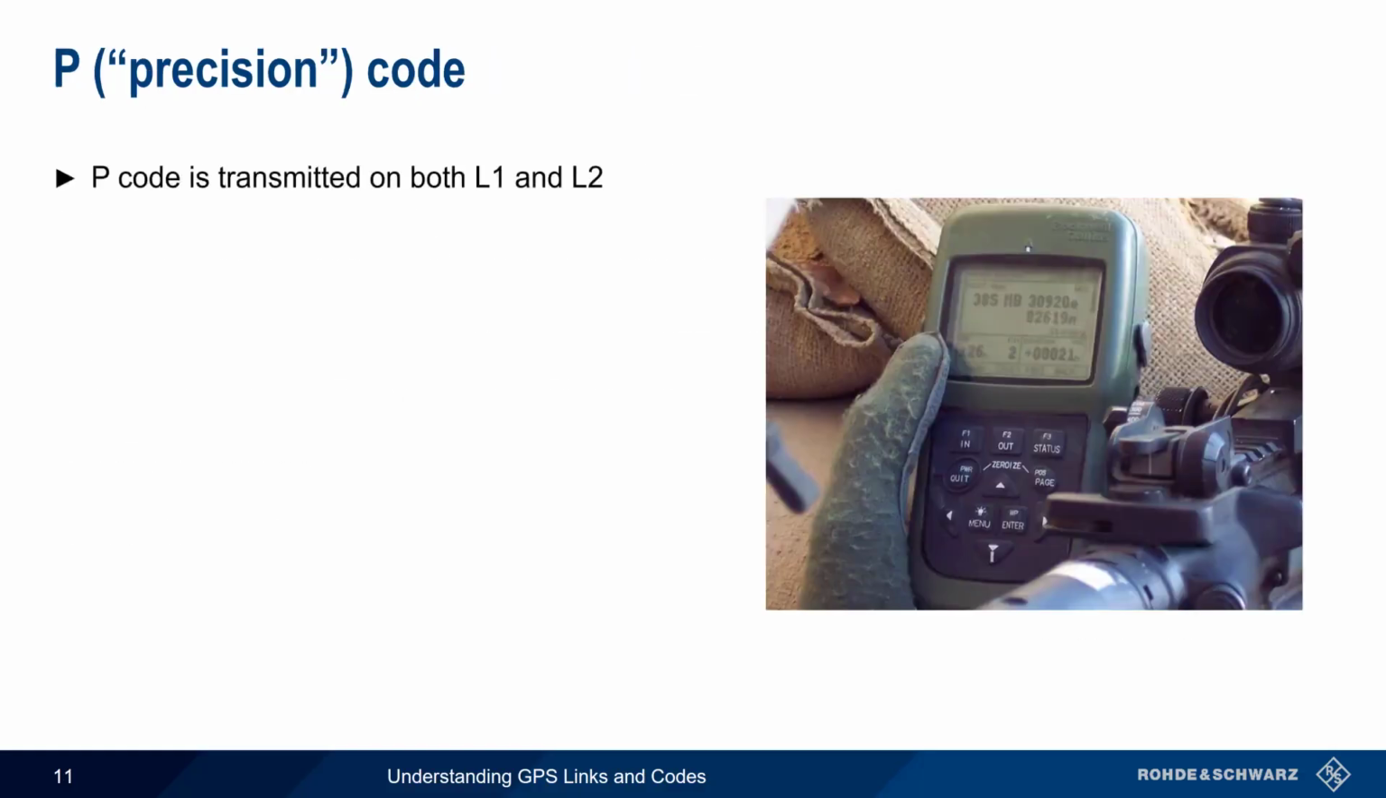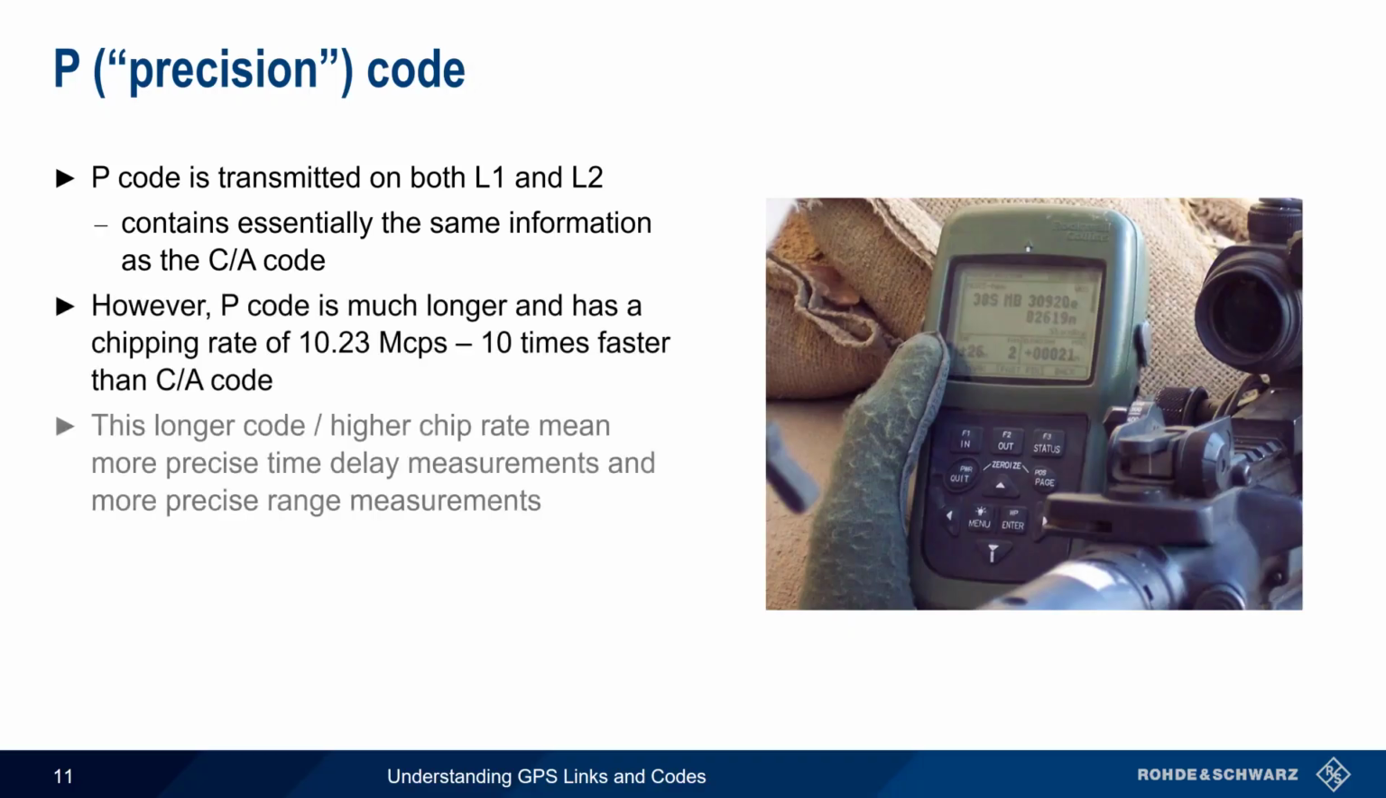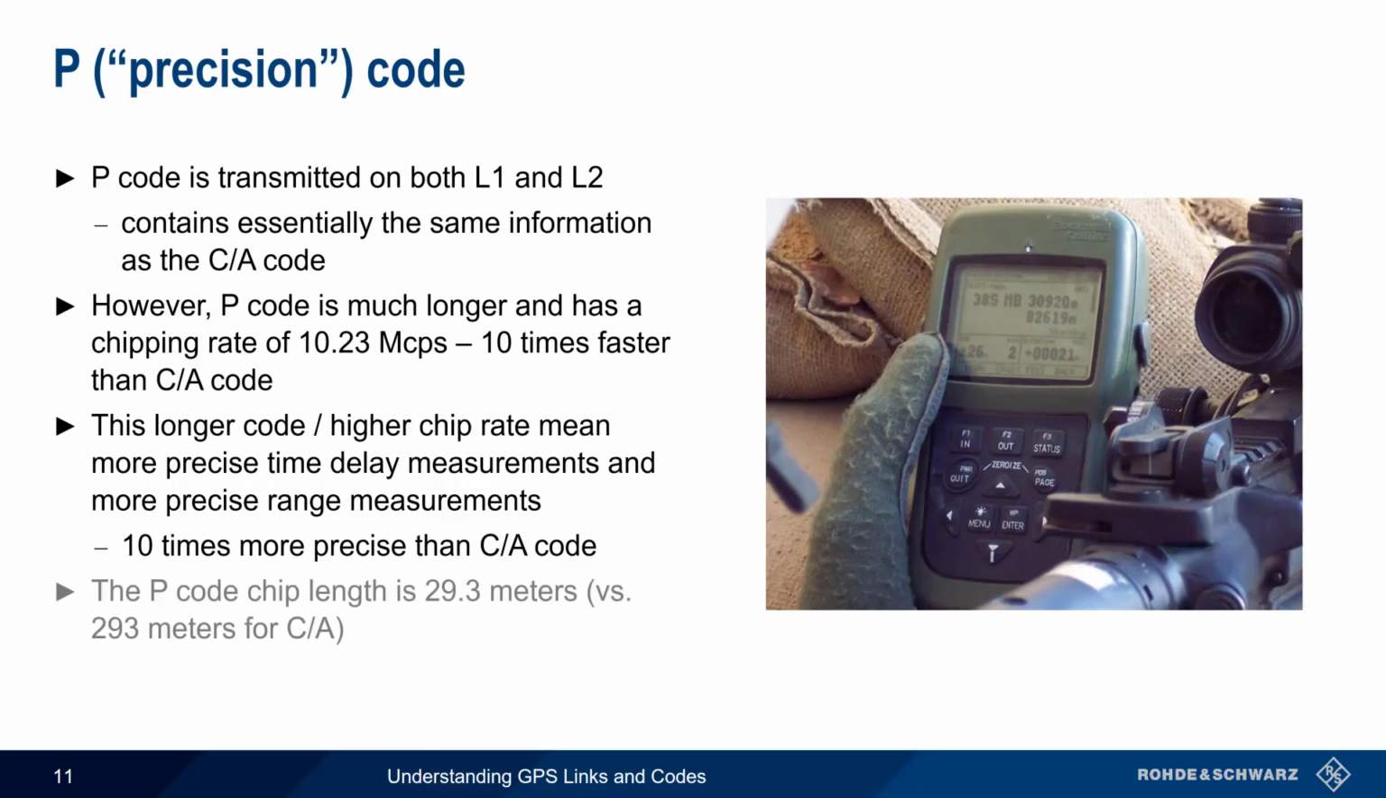P code, or precision code, is transmitted on both L1 and L2, and contains essentially the same information as the CA code. However, P code is much longer and faster than CA code. This longer code and higher chip rate mean that we get a more precise time and range measurement, about 10 times better than the coarse or non-precision code. This tenfold increase reduces the distance of one chip from 293 meters in CA code to only 29.3 meters in P code.